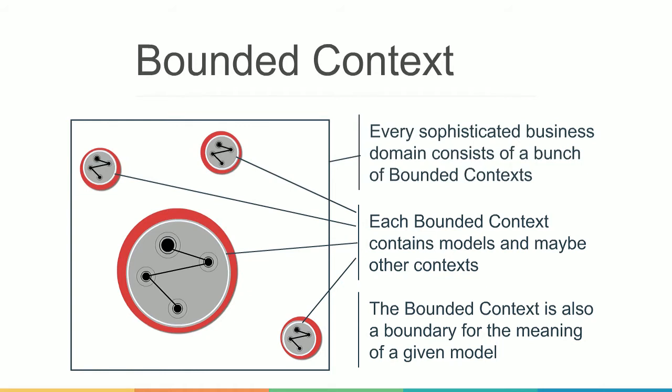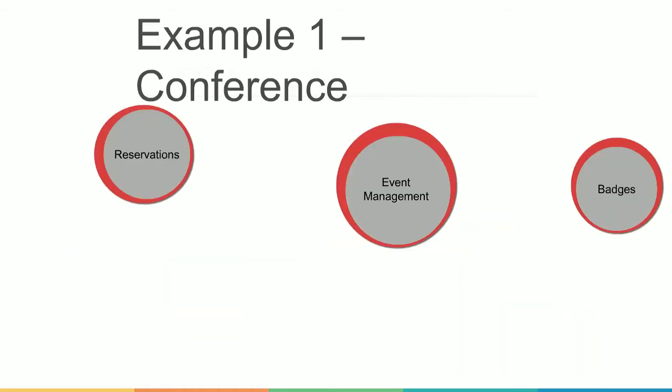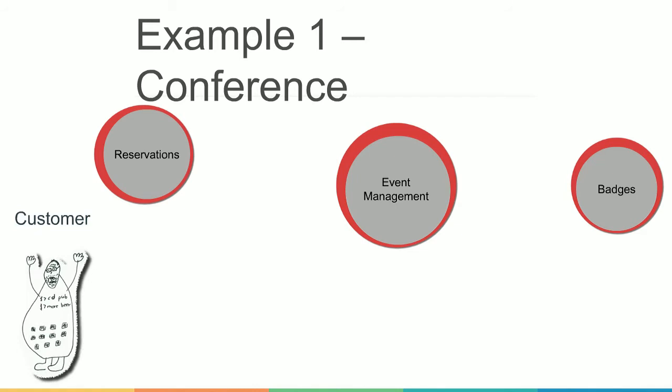Now, let me give you two examples to really clarify that. The first one, let's do a system for managing a conference, such as the Spring One platform conference, for instance. And we have identified three bounded contexts: reservations, event management, and badges. And there comes our customer. There the customer comes.